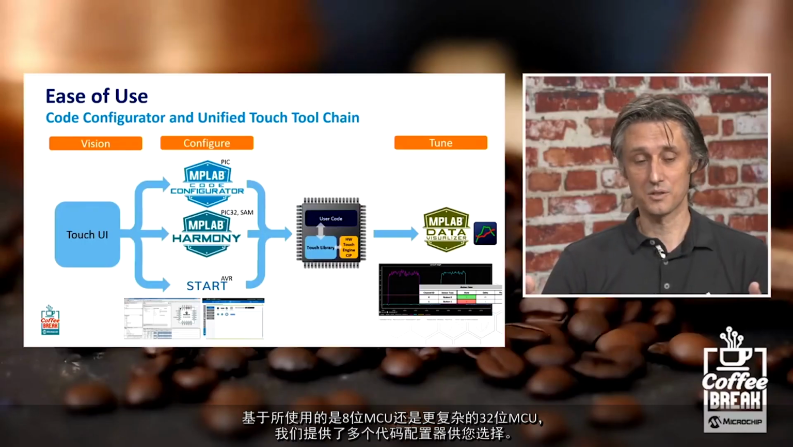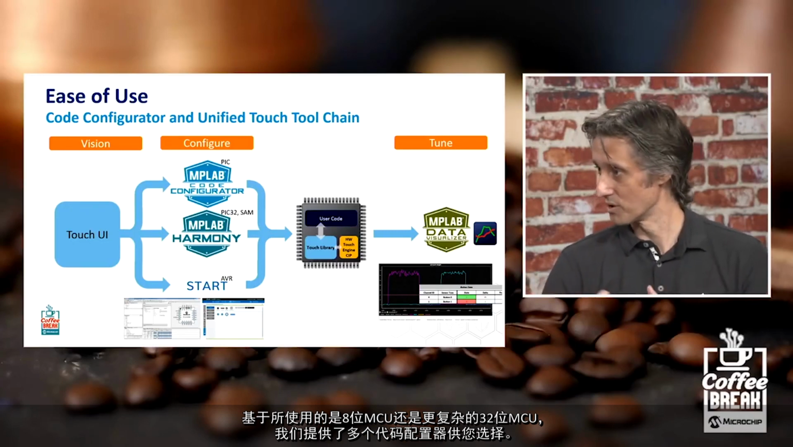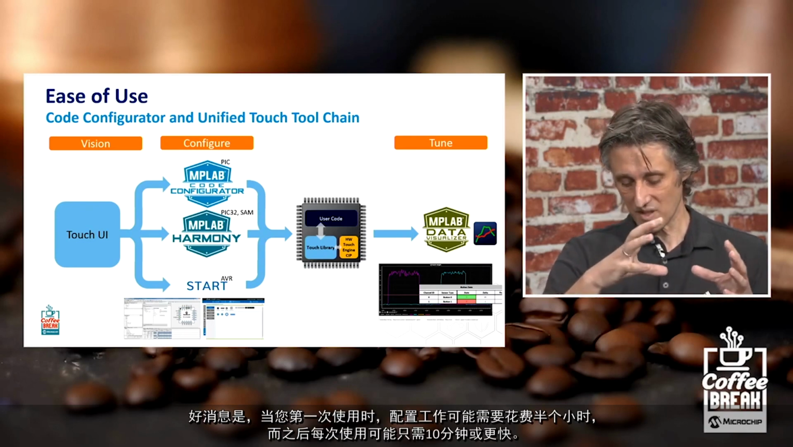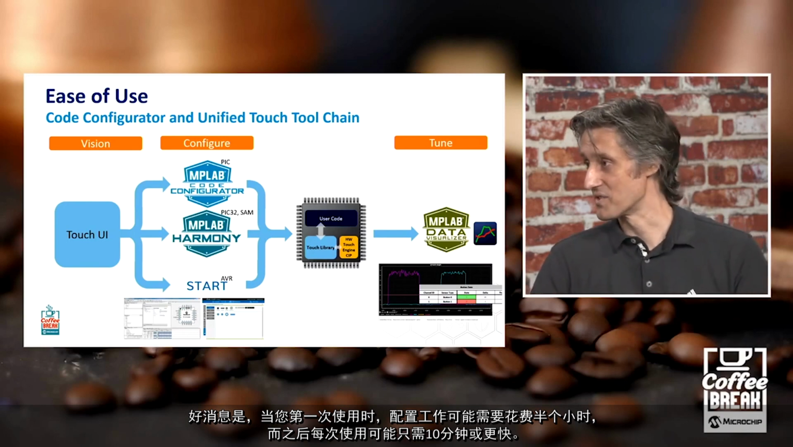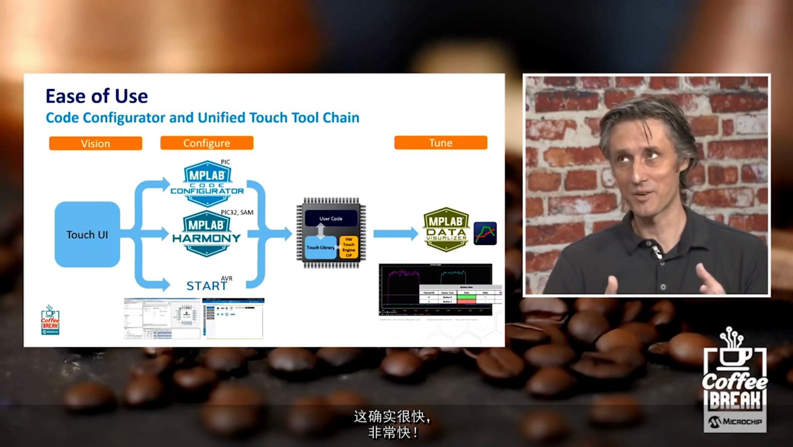This is what our group is all about. We want you to use touch, but we don't want you to spend time on creating a robust touch. And then the whole code configuration process: we have several of these code configurators, depending on if you have an 8-bit or a more complex 32-bit MCU. The good news is that the configuration takes, if you do this the first time, let's say half an hour. If you do it the second time, in 10 minutes you have configured. Quick. That's incredibly quick. Pretty quick.